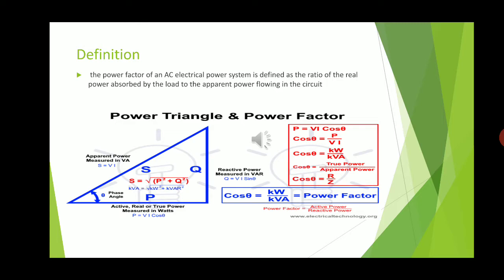So again, there are various definitions of power factor: it is the phasor relationship between V and I, or the ratio of active power by apparent power, or the ratio of true power by apparent power, or the ratio of R by Z, where R is the resistance and Z is the impedance. Next slide we will discuss the phasor relationship for three different types of loads.